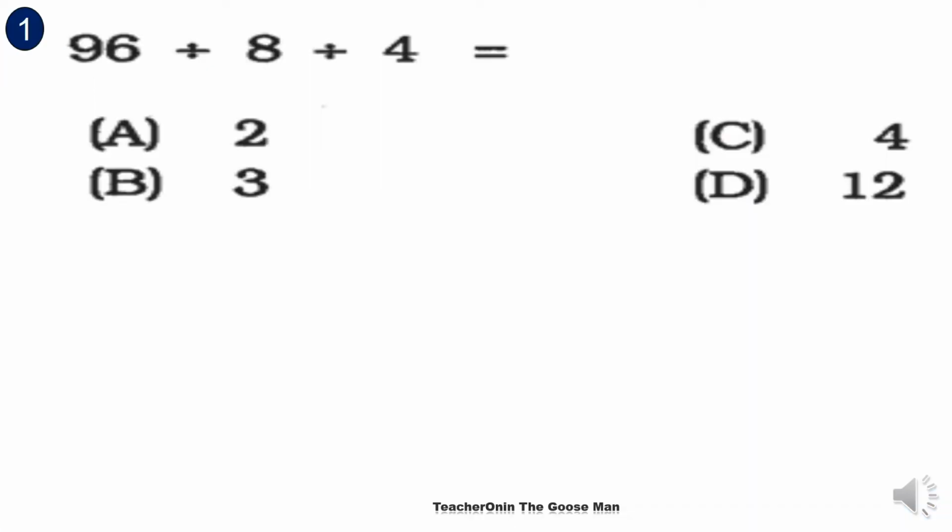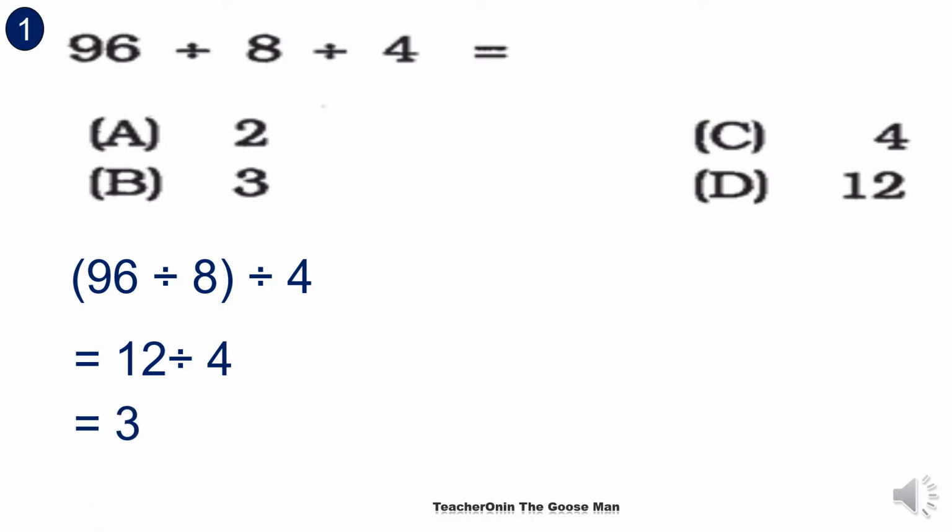So let's begin with our question number 1. We have 96 divided by 8 divided by 4. We will perform the operation from left to right. Meaning to say, I have 96 divided by 8 divided by 4. But 96 divided by 8 will give me 12. Then divided by 4, so 12 divided by 4 will give me 3. So the correct answer here is letter B.